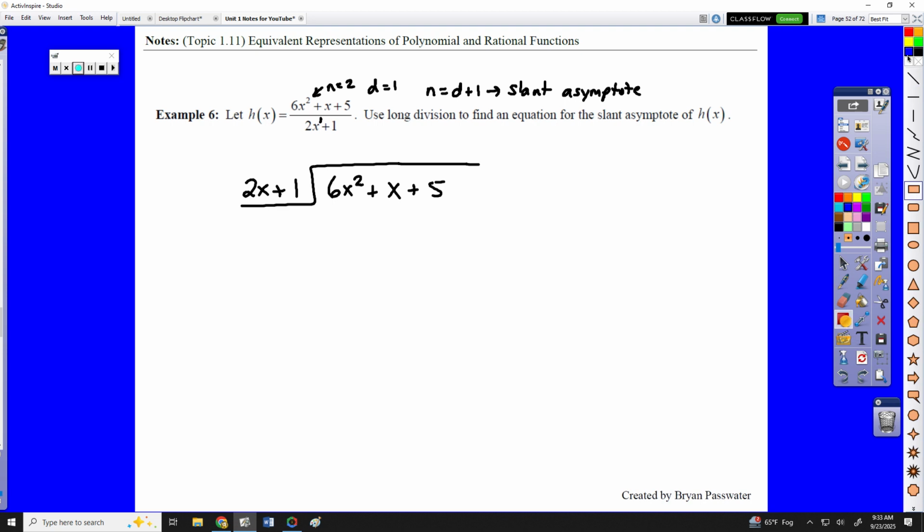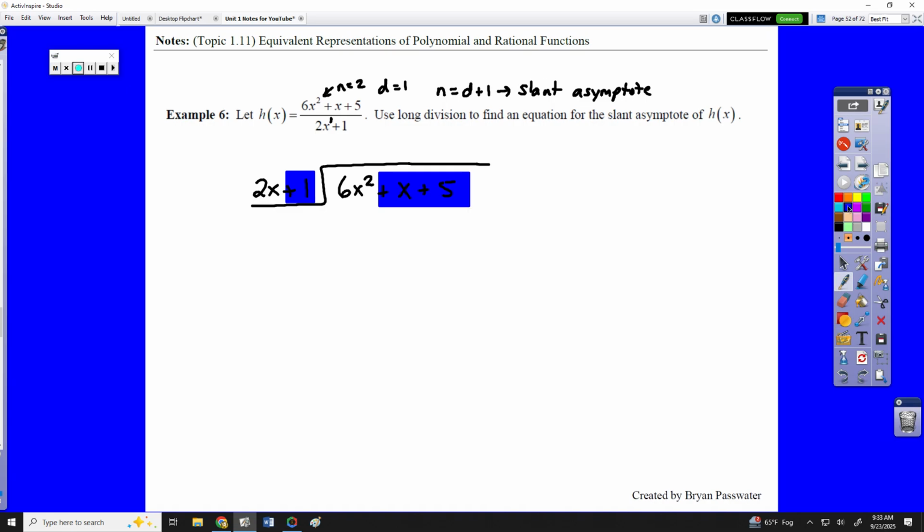So what I'm going to do is cover everything else for a minute. We are only looking at those lead terms, 2x and 6x squared. And we are asking ourselves, what do I need to multiply 2x by to turn it into 6x squared? The answer to that is 2 times 3 would be 6, and x times x would be x squared. So I need to multiply 2x by 3x to get 6x squared.